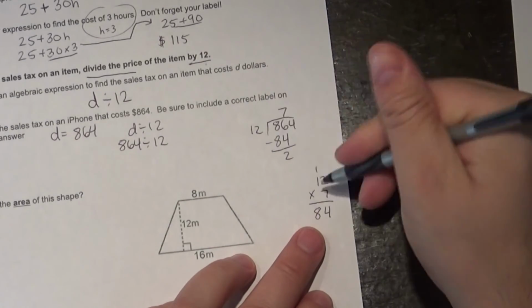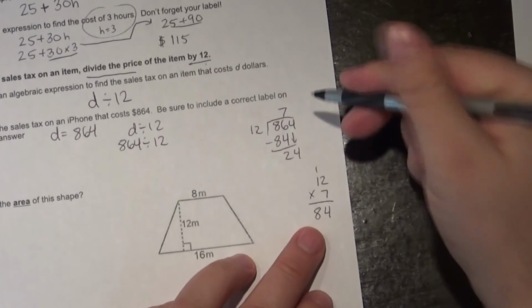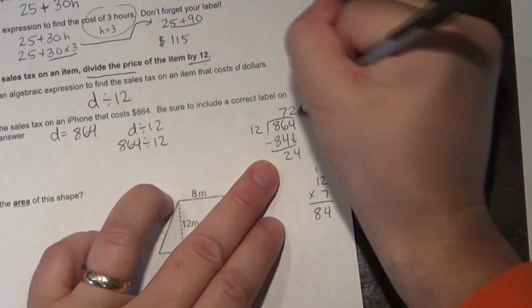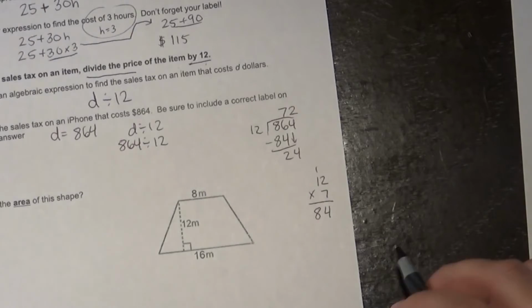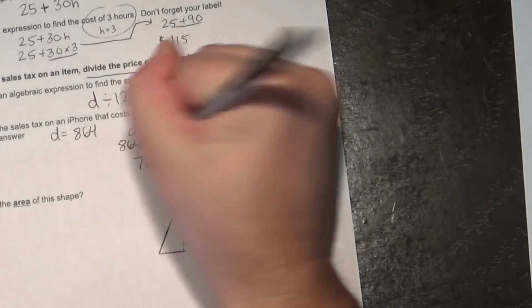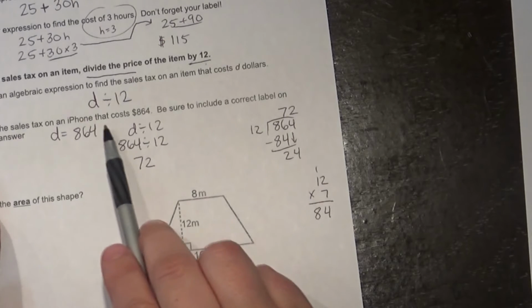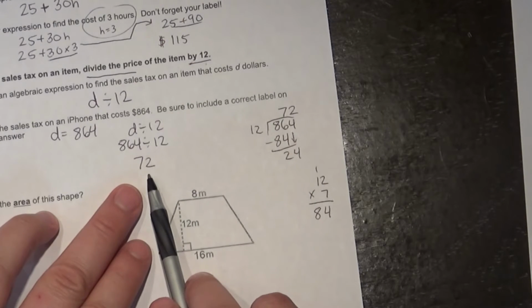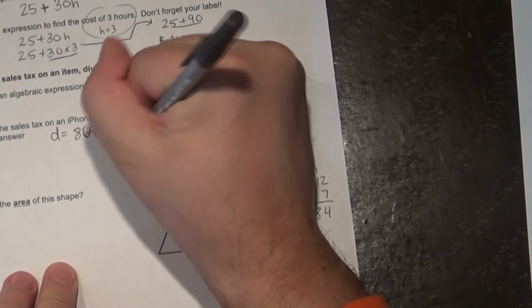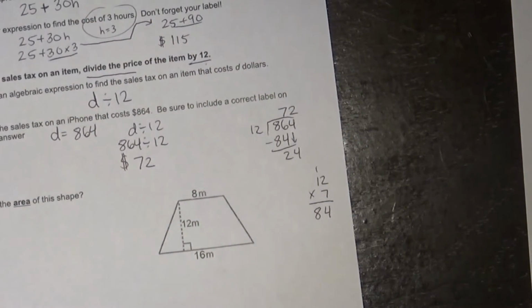I can subtract, I get 2. I bring down my 4, and that's 24. 12 goes into 24 2 times. How about that? So my answer here is 72. But what's my label? Think about it. To find the sales tax on an iPhone, sales tax. Tax is going to be in money. So it's going to be $72 that I'm paying in tax for that iPhone. Crazy, crazy stuff. All right, let's move on now to number 14.